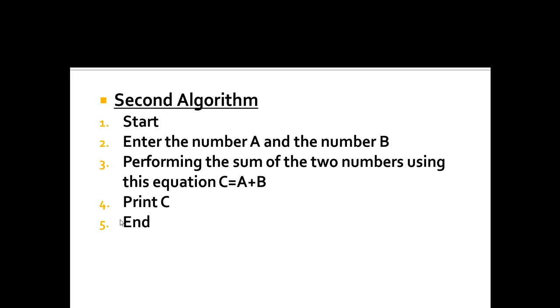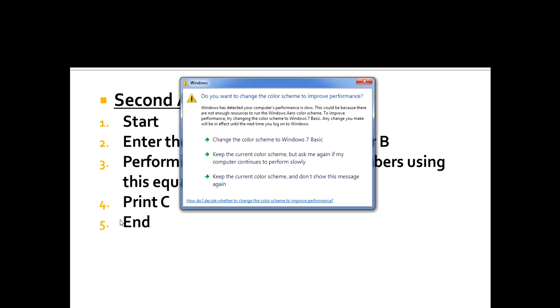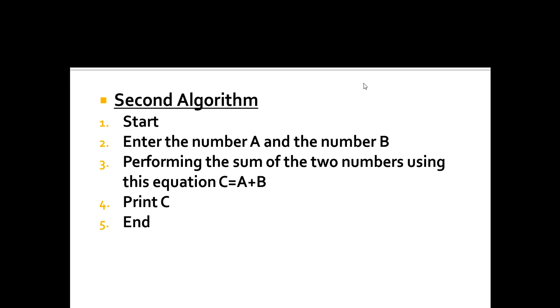You need to follow the same steps in writing any algorithm. First start, last step end, second step inputs, third step process, fourth step print or output. The keyword for input is enter, the keyword for output is print or output. Any of them, print or output.